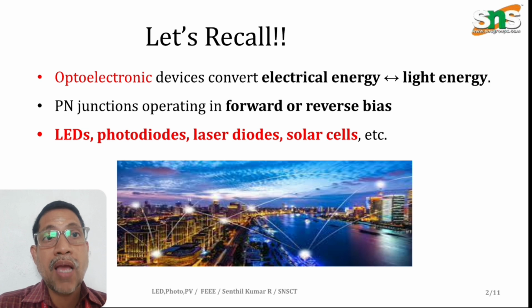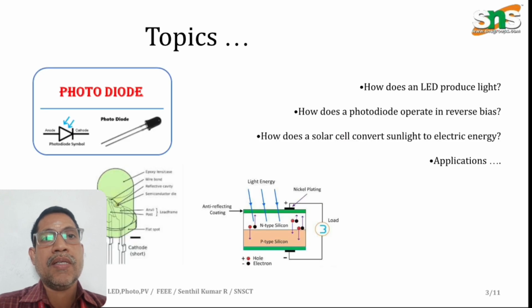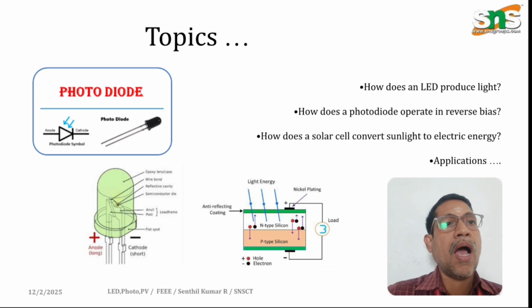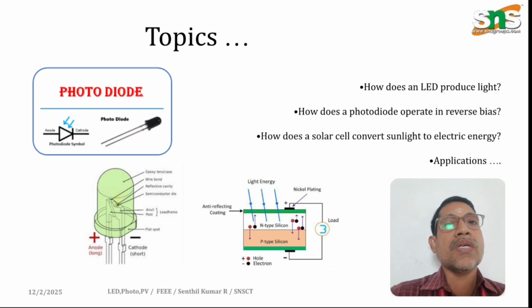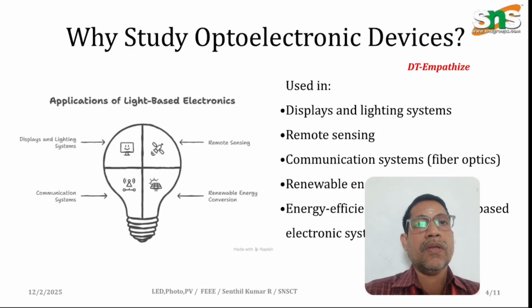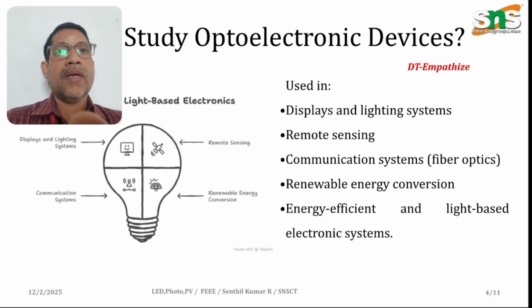Let us see examples before going to the applications. Here we are going to discuss the photodiode, the solar cell, which is shown on the left, and the LED. The LED and the photodiode are on the left, and at the right bottom is a solar PV cell.